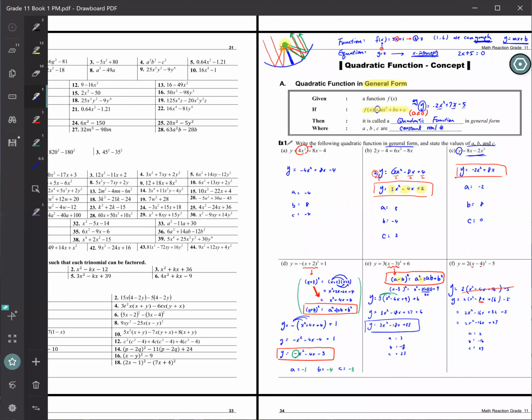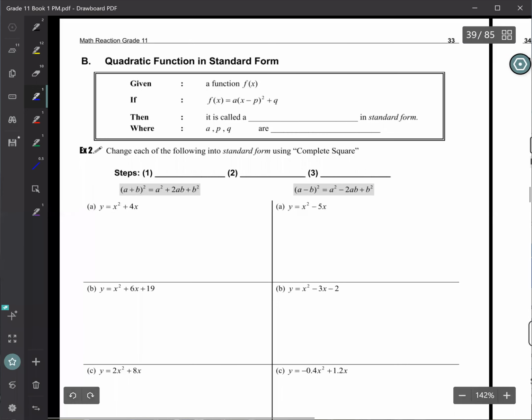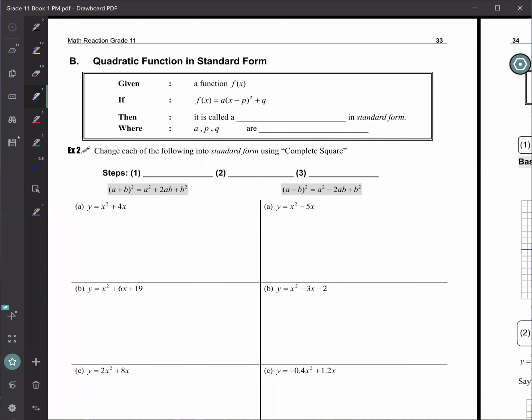So please turn to page 33. Whenever you want to change to standard form, make sure you start with the general form, okay? That's the rule, so you can highlight that. This page is about standard form. Standard form looks like this, okay?